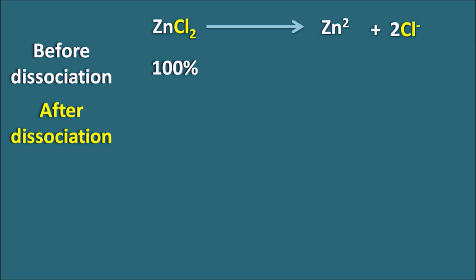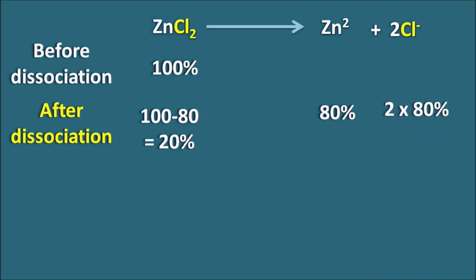Again, zinc chloride can practically undergo 80% dissociation, such that the remaining undissociated molecules are 100 minus 80, that is 20%. And for every 1 mole of zinc chloride, 1 mole of zinc ions and 2 moles of chloride ions are formed. So for 80% of zinc chloride, 80% of zinc ions and 2 into 80 of chloride ions are going to be formed. Now the Van 't Hoff factor i is equal to the total number of particles after dissociation by the total number of particles before dissociation.